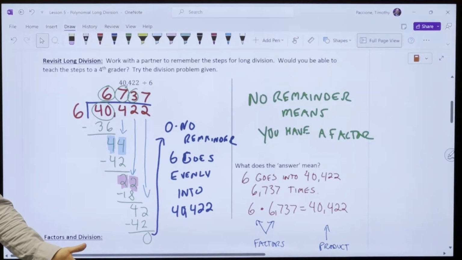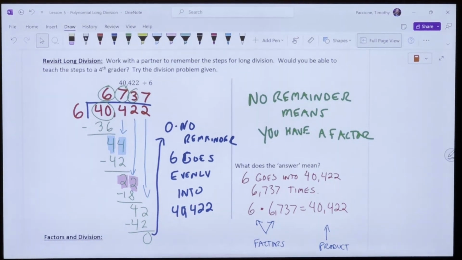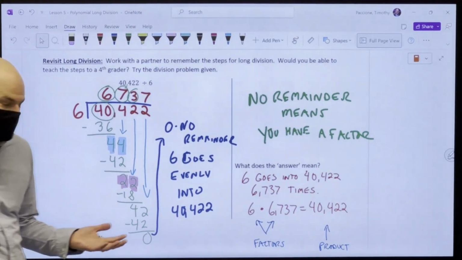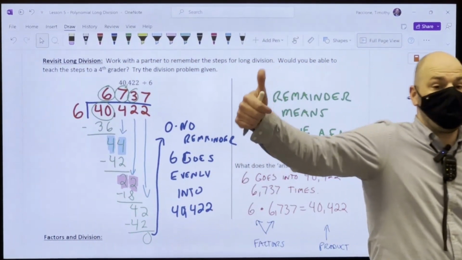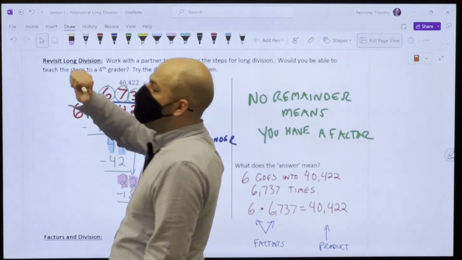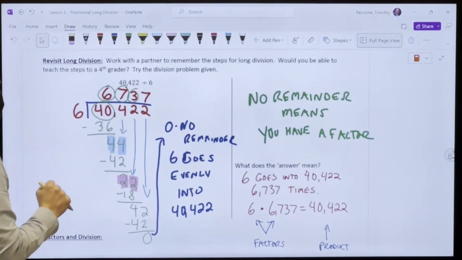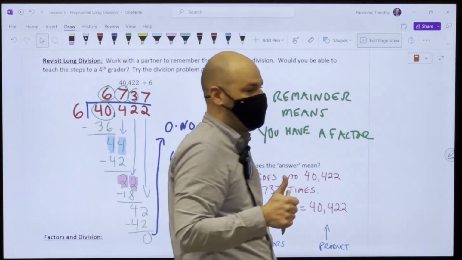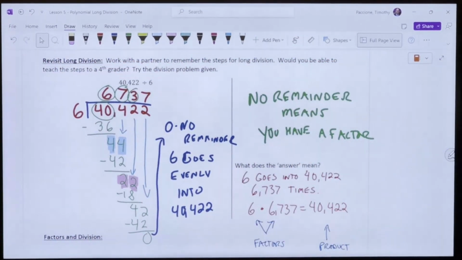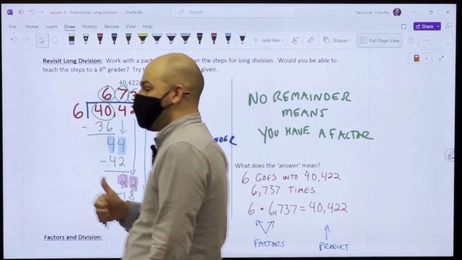Make sense? Is long division familiar? I haven't done it in a while, but yeah, exactly. Now, the good news is if you can do this, you can do polynomial long division because it's very, very similar. Okay, a couple things to recognize here. What was our remainder? 0. It's not always 0.